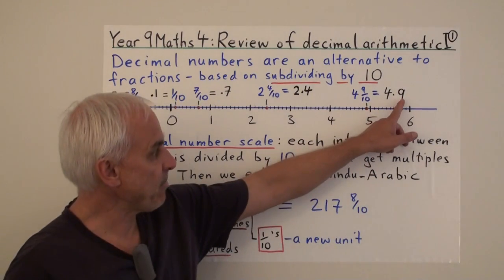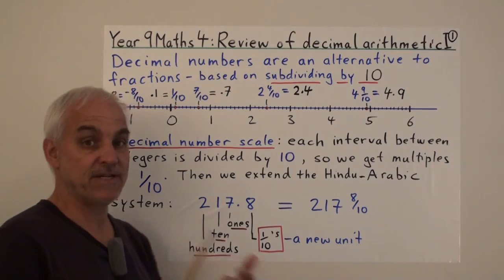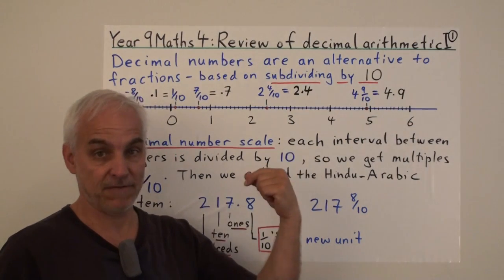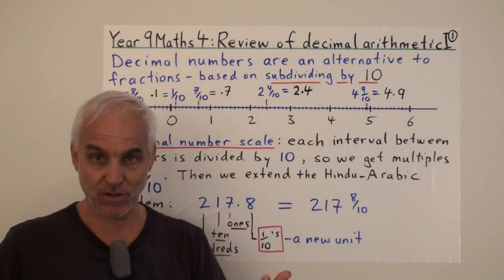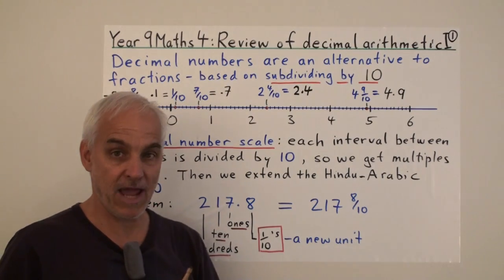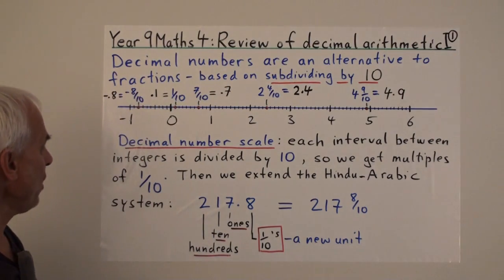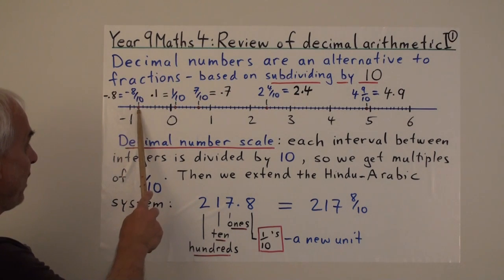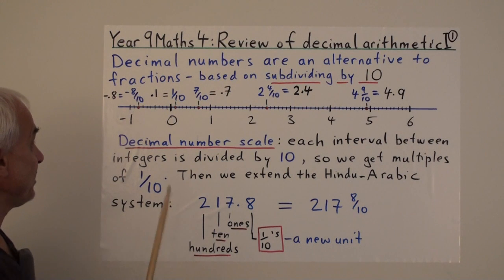So this number that's appearing after the decimal point is the number of tenths that we're adding to the normal number, which is to the left of the decimal point. To the left of the decimal point we have an integer, and to the right of the decimal point we have a certain number of tenths so far. We can also talk about negative numbers. So if we go over here, this is the fraction minus 8 over 10. Its decimal will be minus 0.8.